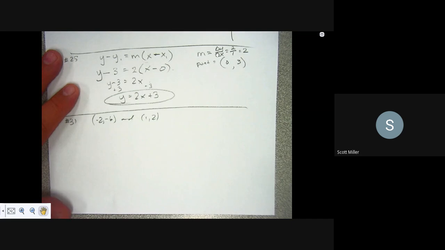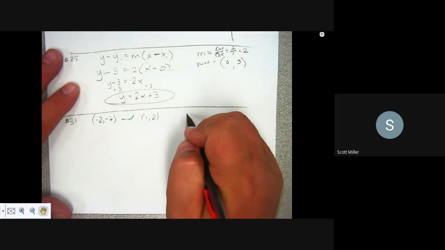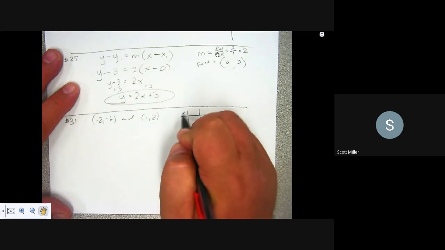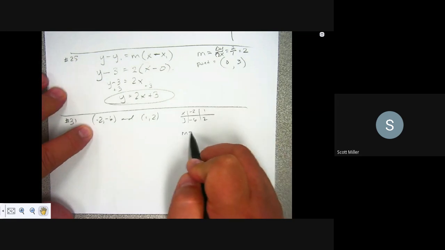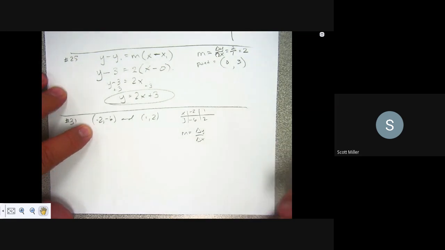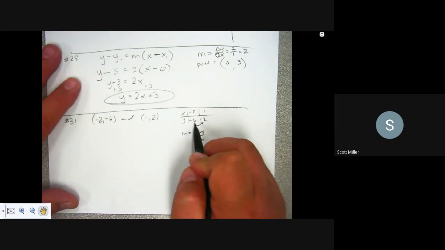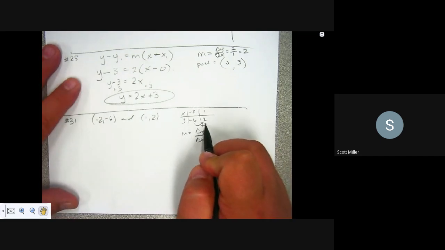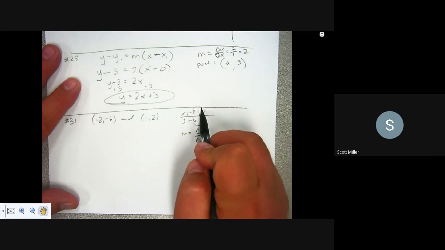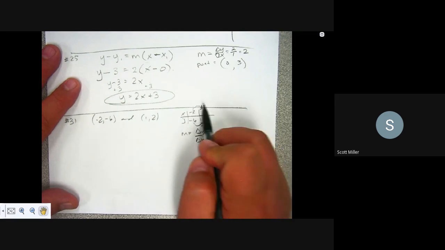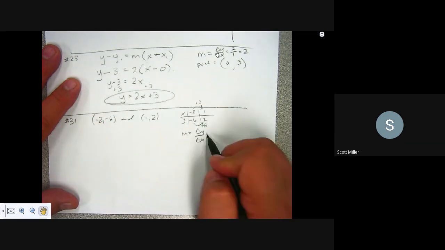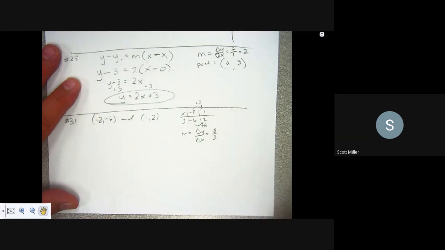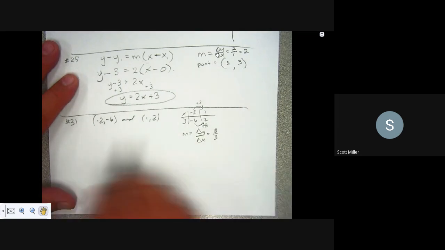There's a couple of ways to do it. Since they gave me points, you might want to just put them into a table real quick: -2, -6, 1, and 2. Then find the change in the y's over the change in the x's. To me, this is the simplest way to do it. From -6 to 2 is a plus 8. Be careful. And from -2 to 1, I'm going plus 3. So my rate of change is 8 over 3, and there's my slope. To me, that's the easiest.